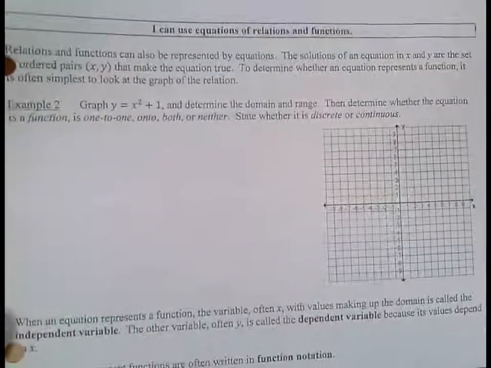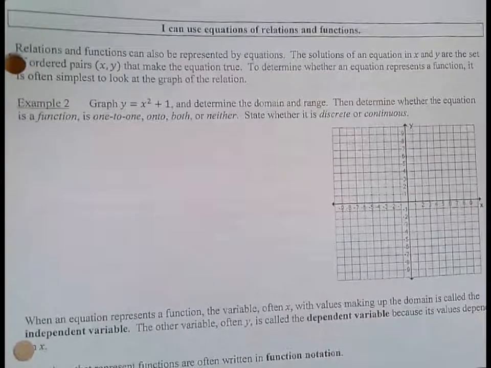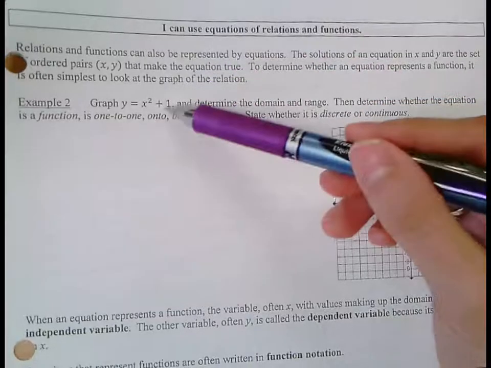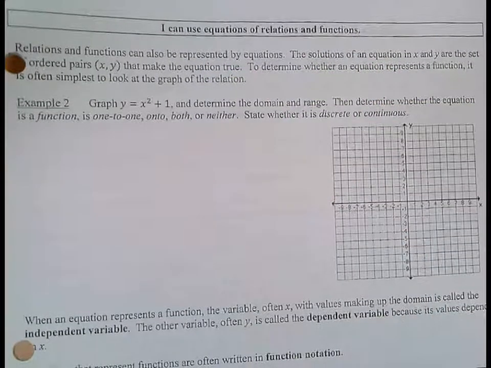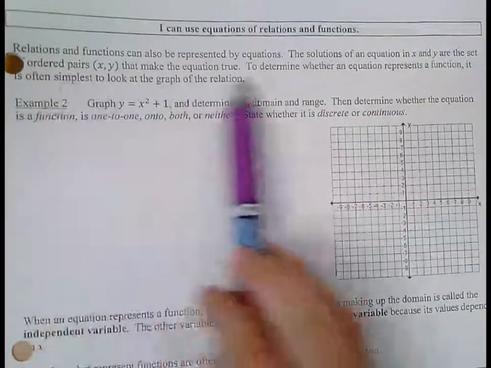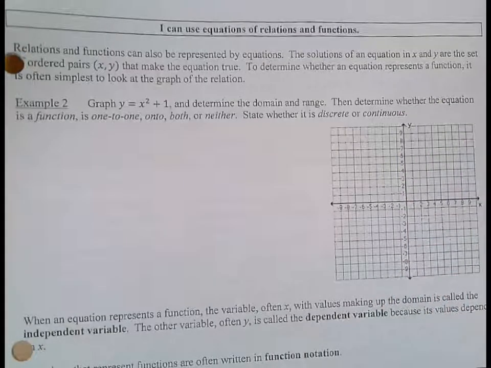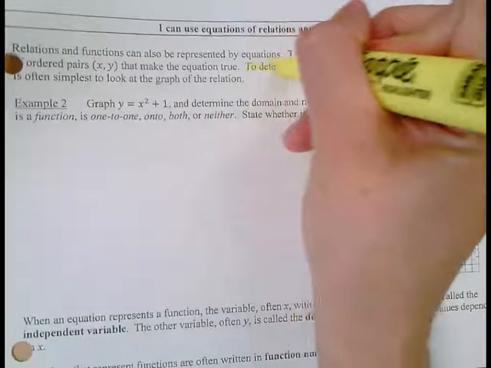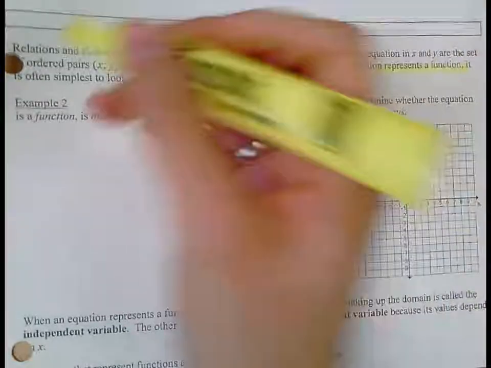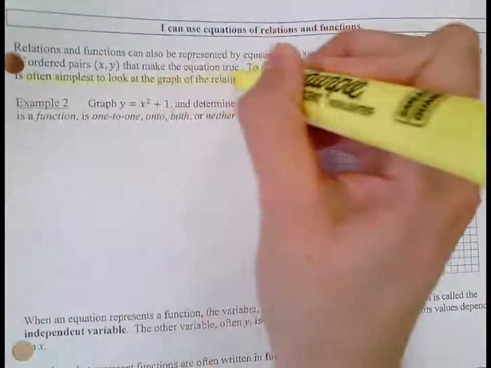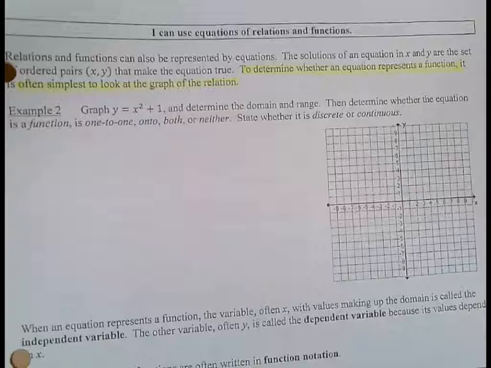So in the next example, the second part now is focusing on using equations to represent relations and functions. And it's a little more challenging, I guess, to just look at an equation and say, yes, it's a function, no, it's not. So what this is explaining up here is that to determine whether an equation represents a function, it's often simplest to look at the graph of the relation. And once you have the graph, you can use the vertical line test.